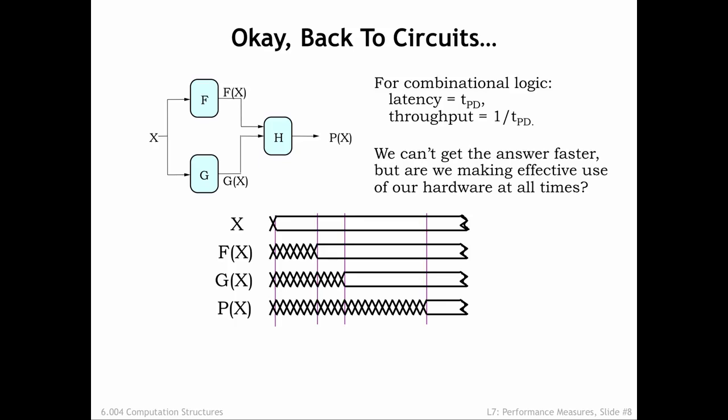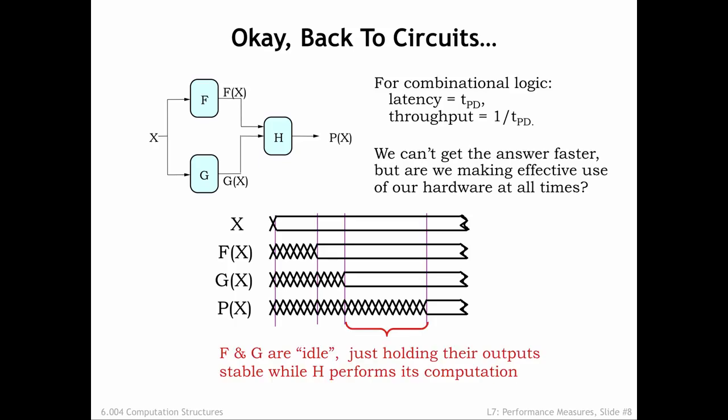But what about the system's throughput? Observe that after producing their outputs, the F and G modules are sitting idle, just holding their output stable while H performs its computation. Can we figure out a way for F and G to get started processing the next input while still letting H do its job on the first input? In other words, can we divide the processing of the combinational circuit into 2 stages, where the first stage computes f of x and g of x, and the second stage computes h of x? If we can, then we can increase the throughput of the system.